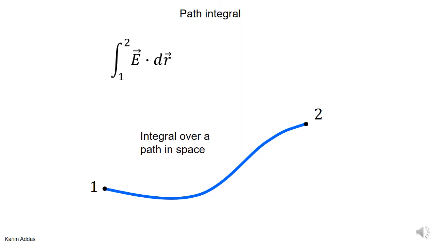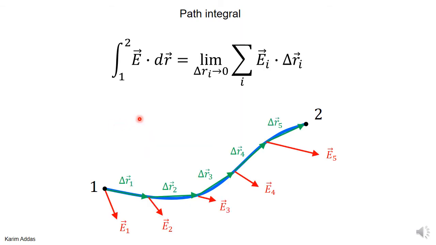Let's see what this means. Integration means a summation. What this integration does is cut up our path into small elements of length delta r. So this is delta r1, a vector that points from point 1 to this point, and delta r2 points from this point to this point, delta r3 points from here to here, delta r4 points from here to here, delta r5 points from here to here. Of course, there are not just 5 elements of length, there are an infinite number of elements of length, but I just drew 5 so you can see how it works. In principle, we should cut this up into an infinite number of parts.